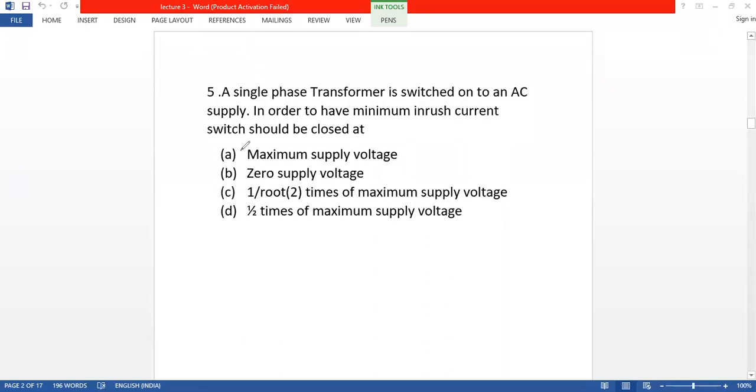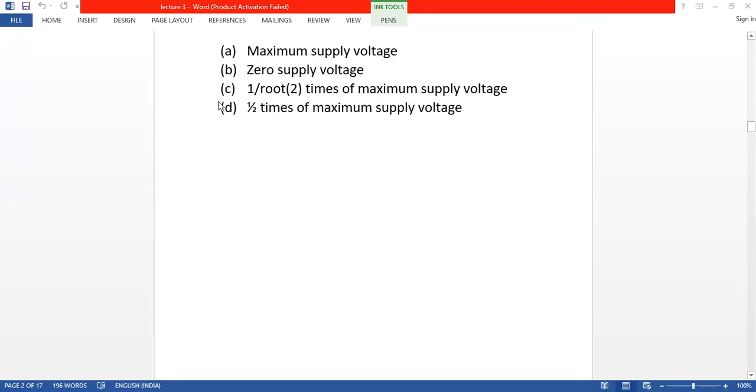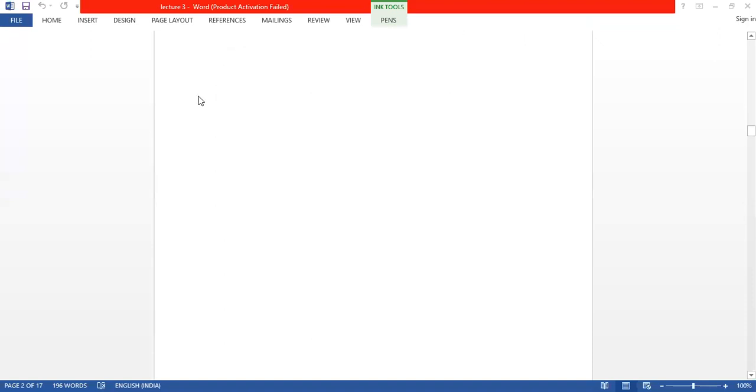It is telling that this is an important question. A single phase transformer is switched on to an AC supply. In order to have minimum inrush current, when the switch has to be closed? Now you observe a few points here, when the switch has to be closed.